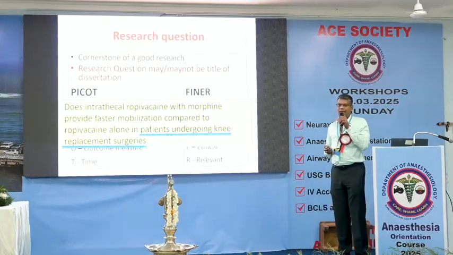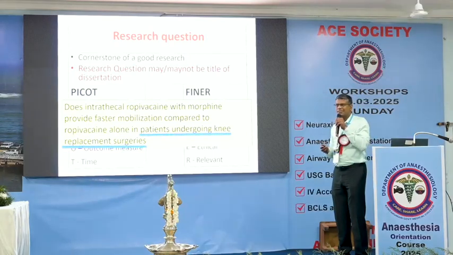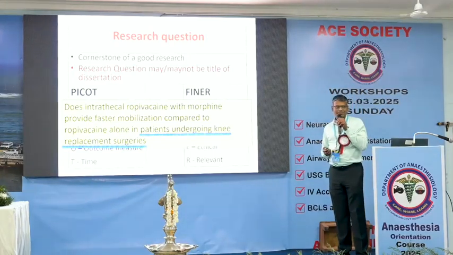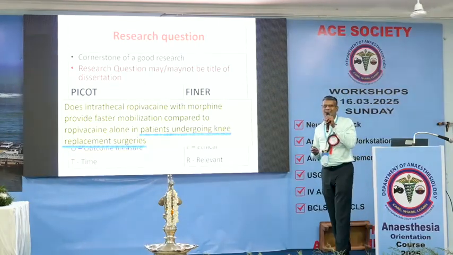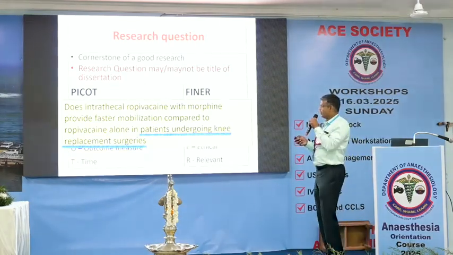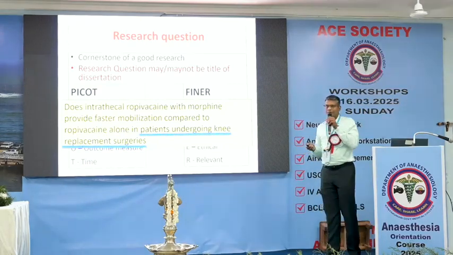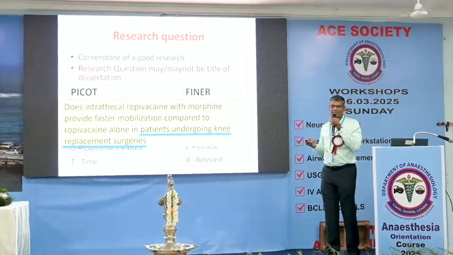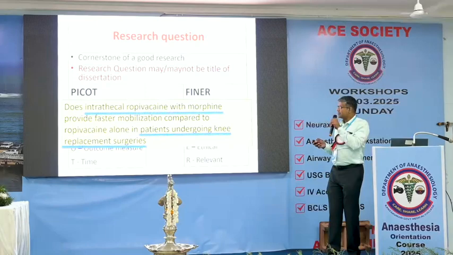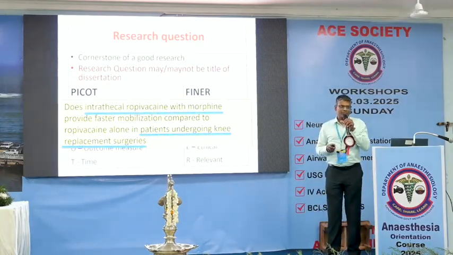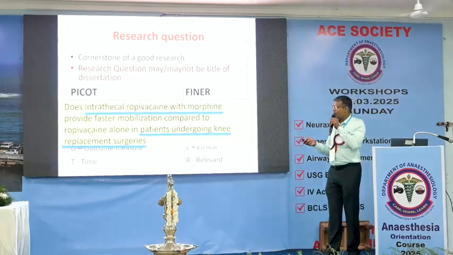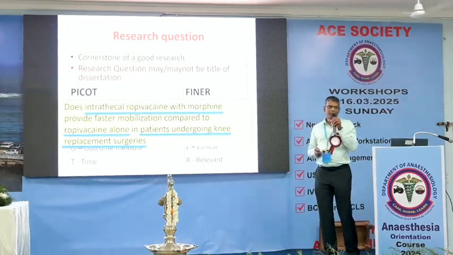Okay, so that counts as the population. Now next is I, that is intervention. So what is the intervention? Is it spinal anesthesia? No, it is not spinal here, because we are using two drugs. The administration of drugs is the intervention. So therefore, administration of ropivacaine and morphine intrathecally becomes the intervention. Now what is the comparator? Obviously, ropivacaine alone will be the comparator.